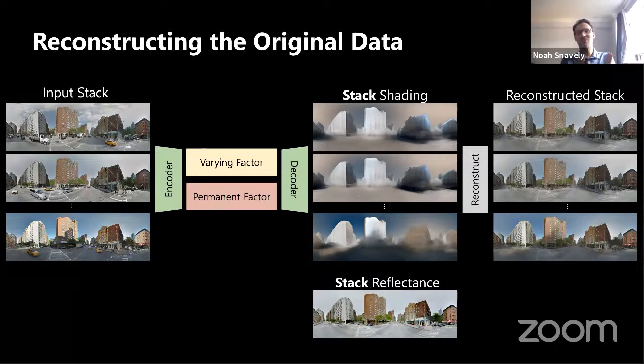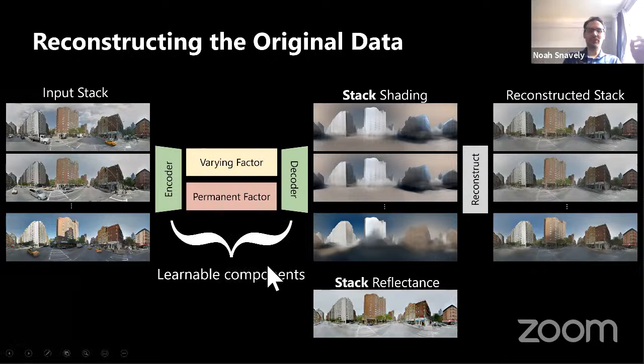Take a stack of images, decode each one into time varying and permanent factors, decode those into a per image shading and a per stack reflectance, and then recombine them to reconstruct the original stack with those factors. And now you have a way to train. Basically, you learn these factors and the decoder and encoder with a reconstruction loss, so the reconstructed images should equal the input images. And what you get from these being from the same position is that the reflectance should be shared across all the images. So you have an additional loss that says the reflectance should be constant.